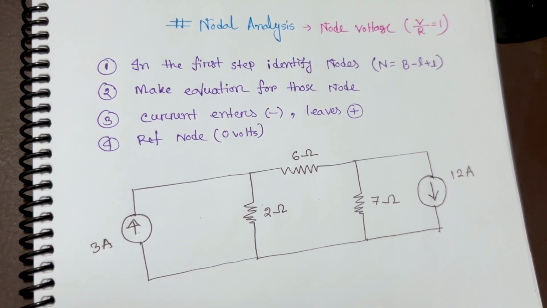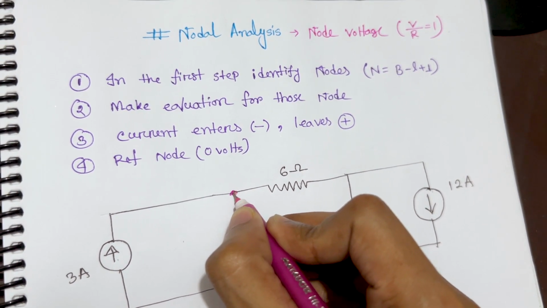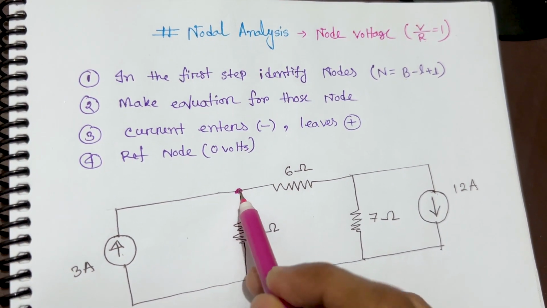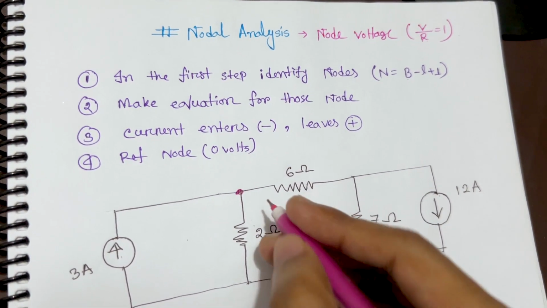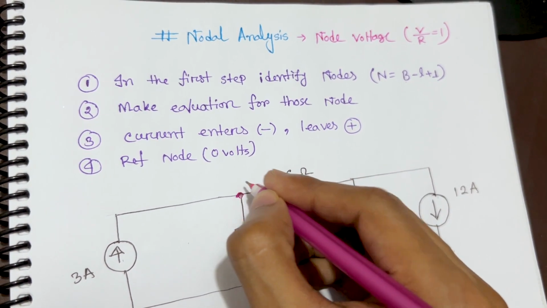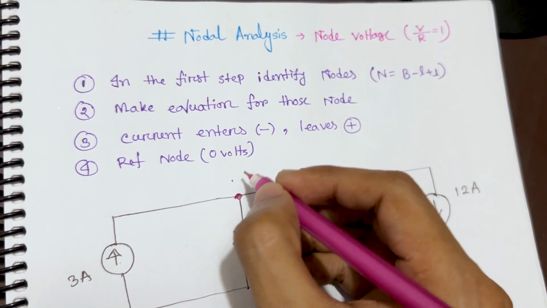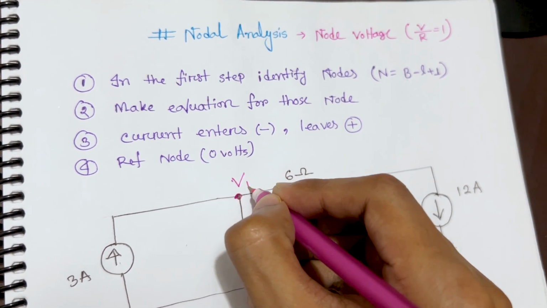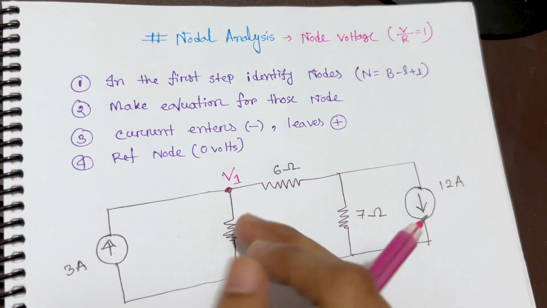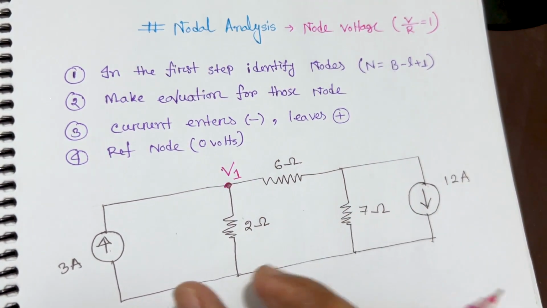So what are the nodes? These nodes are really important. This is one node, or you can call it a junction, because the current is flowing from here, coming here, and dividing into multiple parts. So this is a junction or node, where all the components meet each other. Suppose this is node 1, we can call it V1, because this is nodal analysis, and in nodal analysis we call each node a voltage: V1, V2, V3, like this.